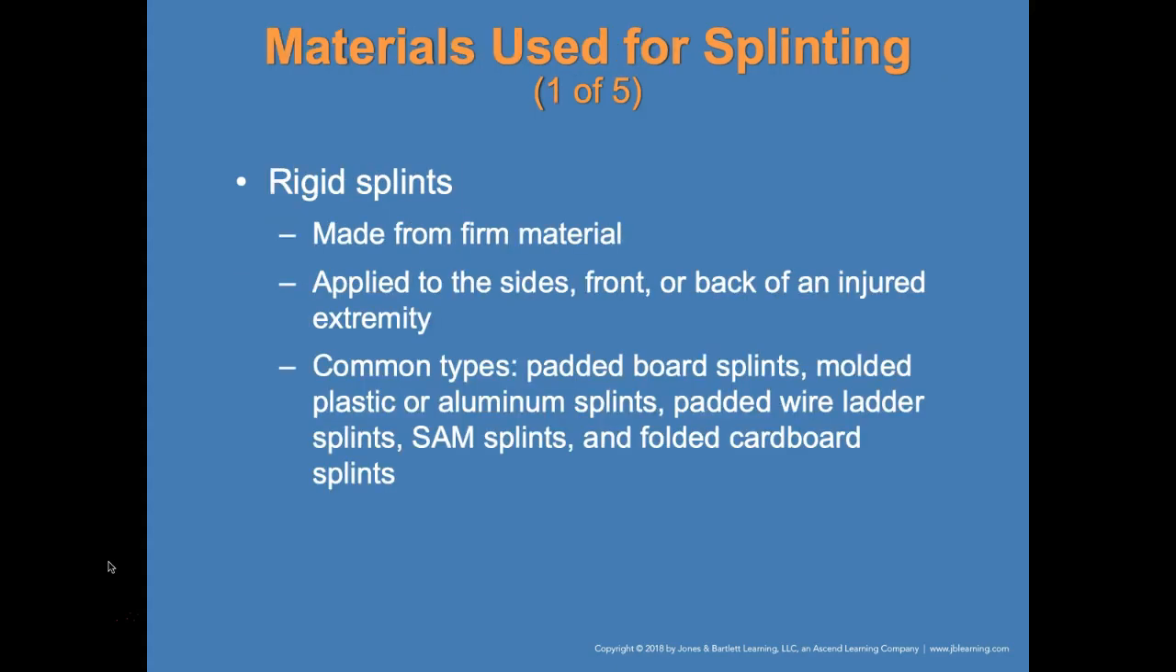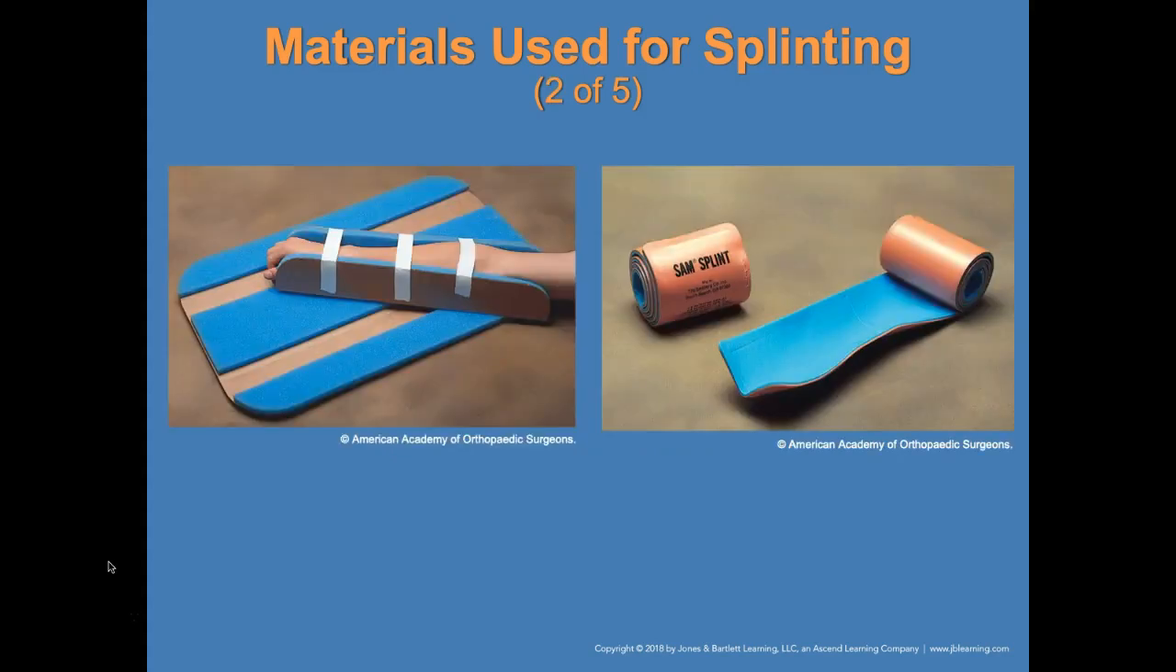So some of the different types of splints we use, we have rigid splints. These are made from firm material. They're applied to the sides, front, or back of an injured extremity. Some of the common ones are padded board splints, molded plastic or aluminum splints, padded wire splints, SAM splints, folded cardboard splints. Here's a couple pictures.